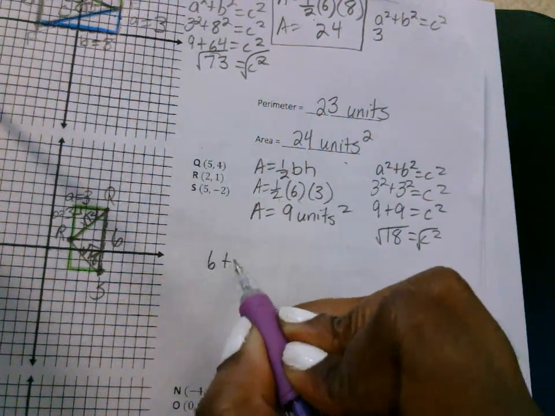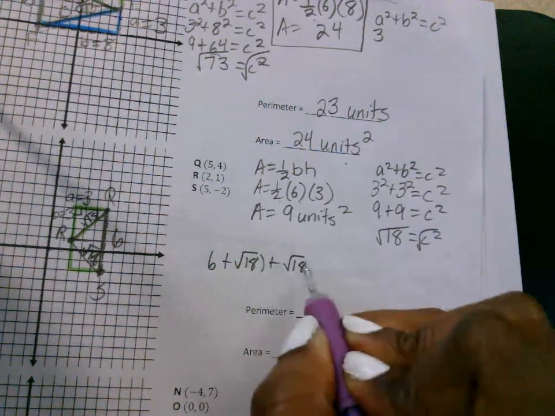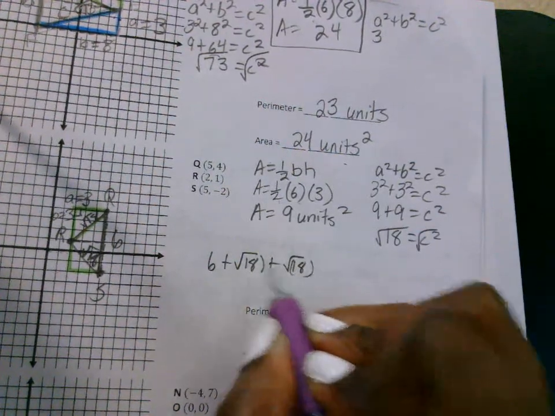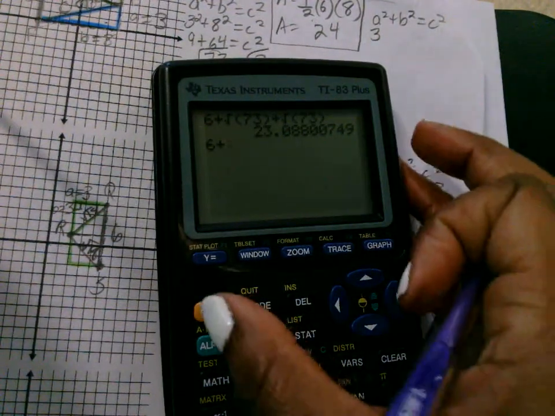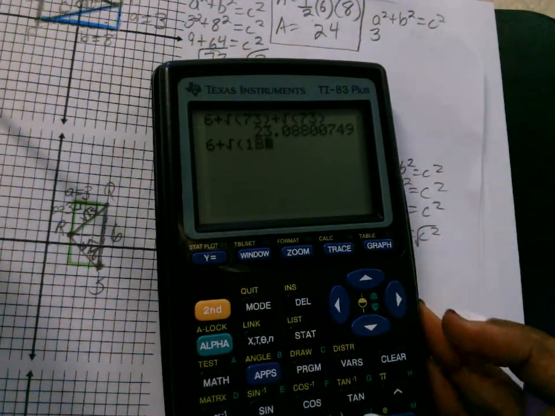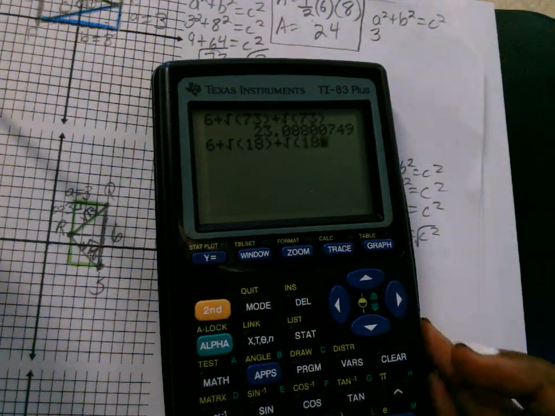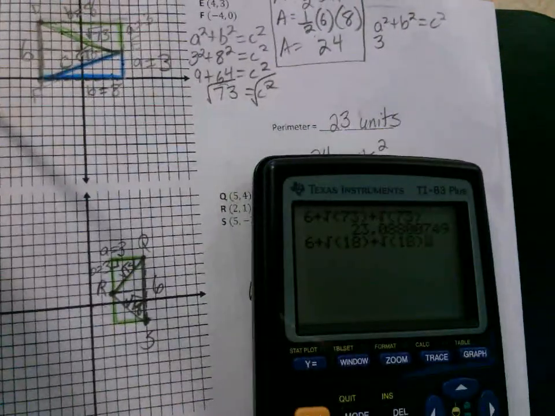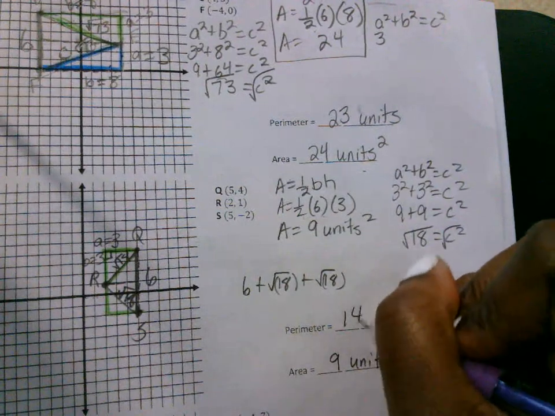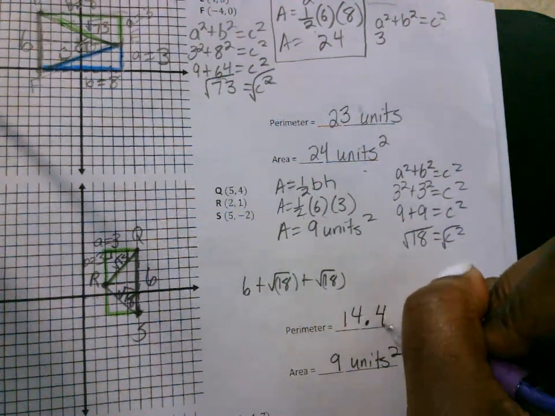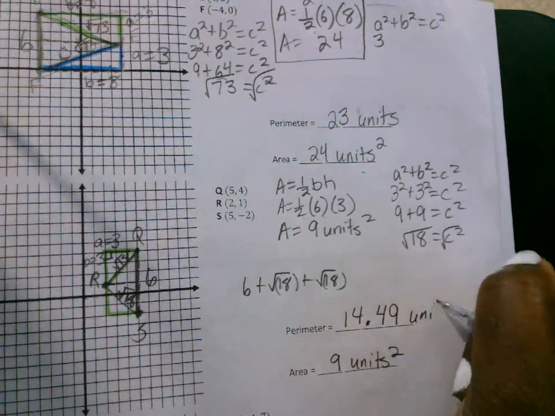That's 6 plus the square root of 18 plus the square root of 18. Make sure you close the parentheses when this is in the calculator, okay? So we got 6 plus the square root of 18 plus the square root of 18. And what does that give you? About 14.49 units.